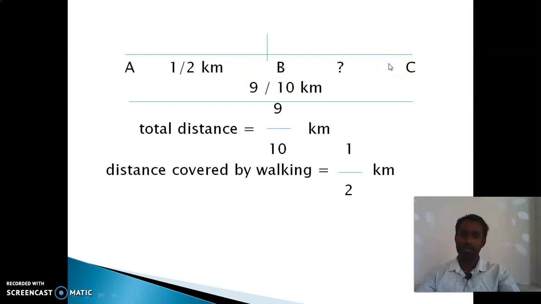What they asked is, what will be the remaining distance she covered after she walked. So that means the total distance we know, and this distance also we know. And how to find this distance? Could you say? Okay, leave this problem.